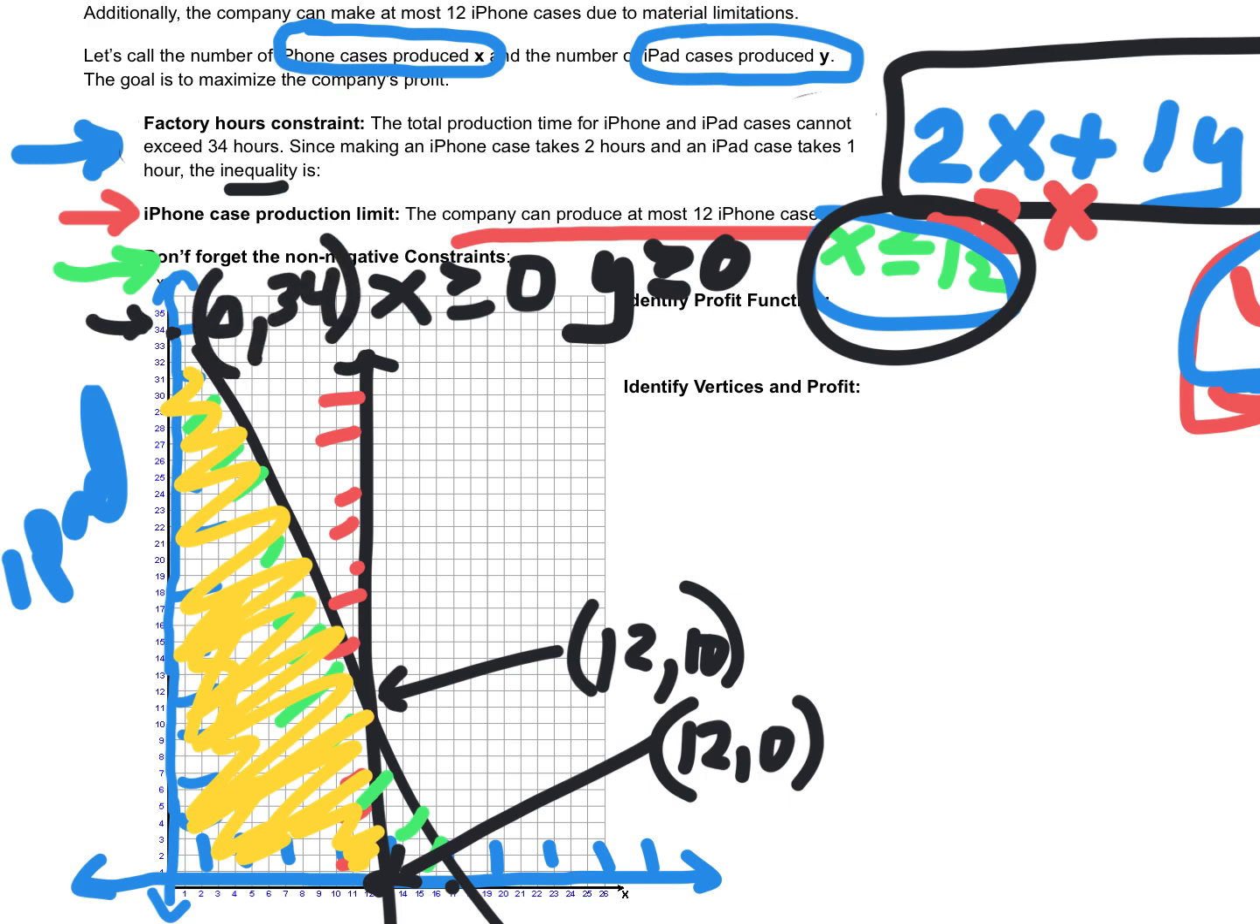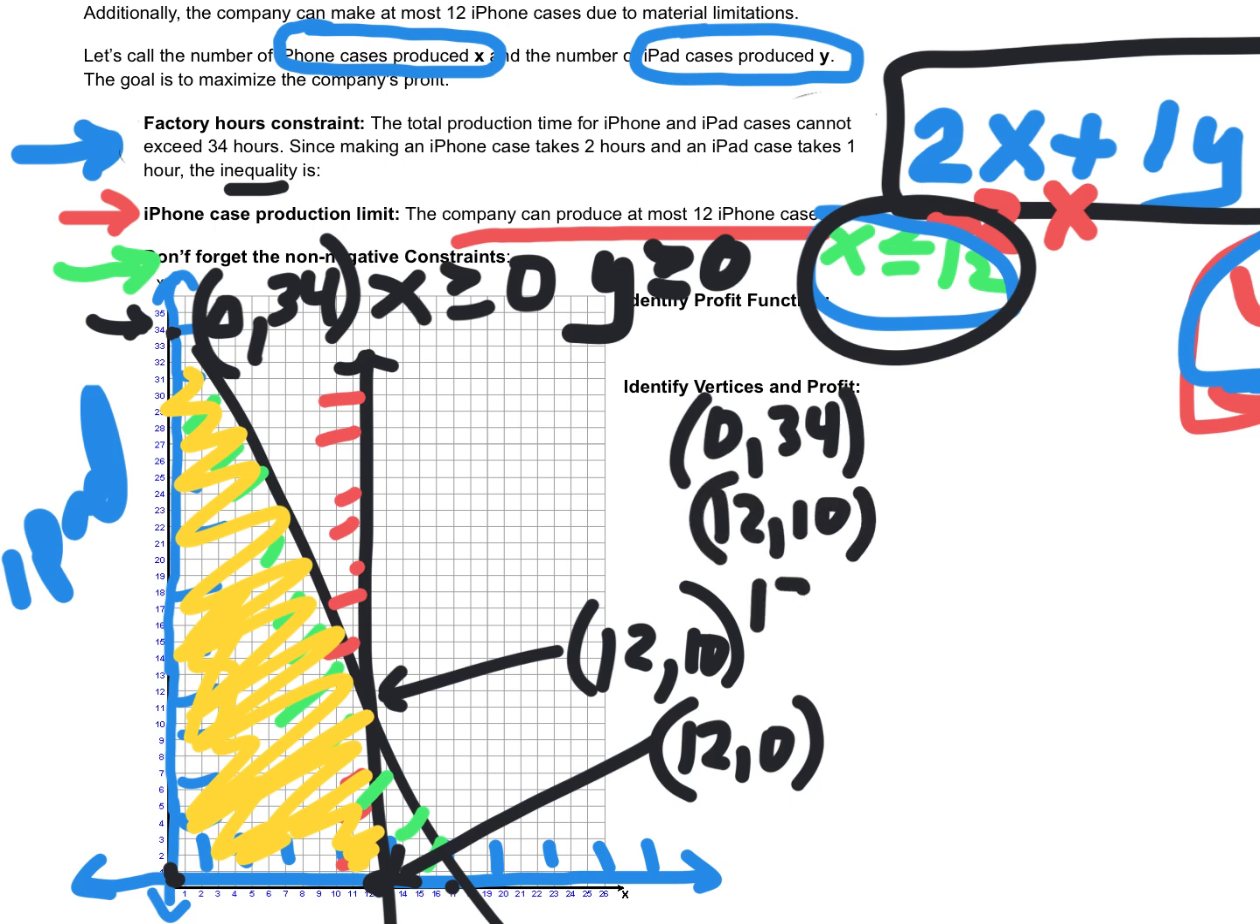Do you remember me telling you that the 0, 0 was kind of useless to test because you're not doing anything, so of course you're not making any profit? Okay, so we just have to test these three. So write them down as the vertices: 0, 34, 12, 10, and 12, 0.